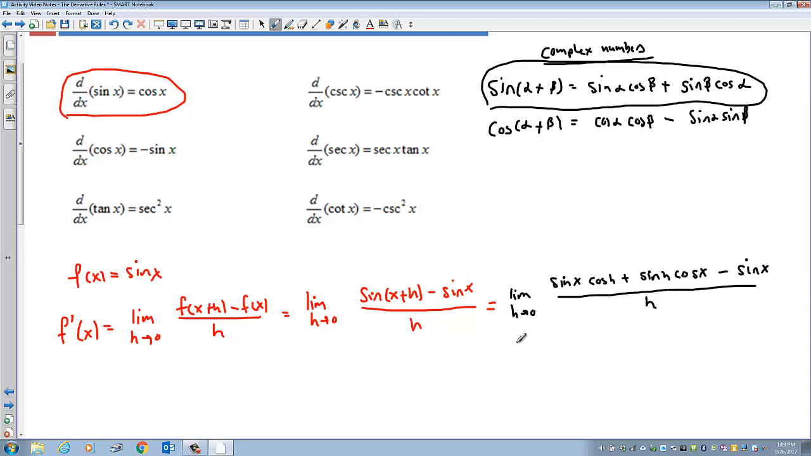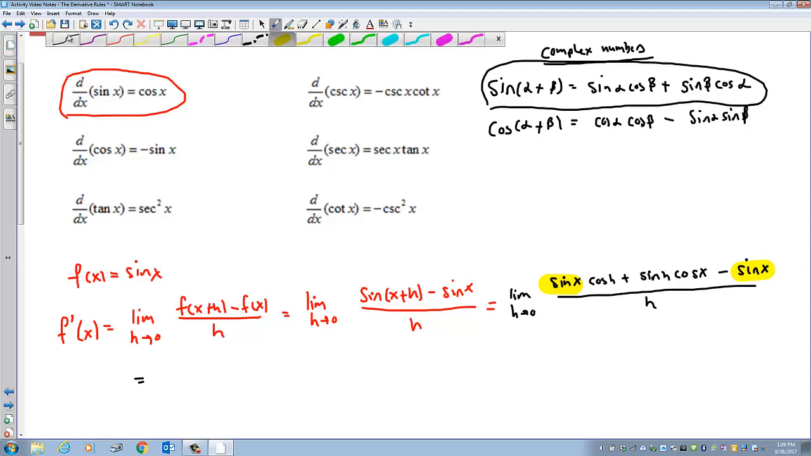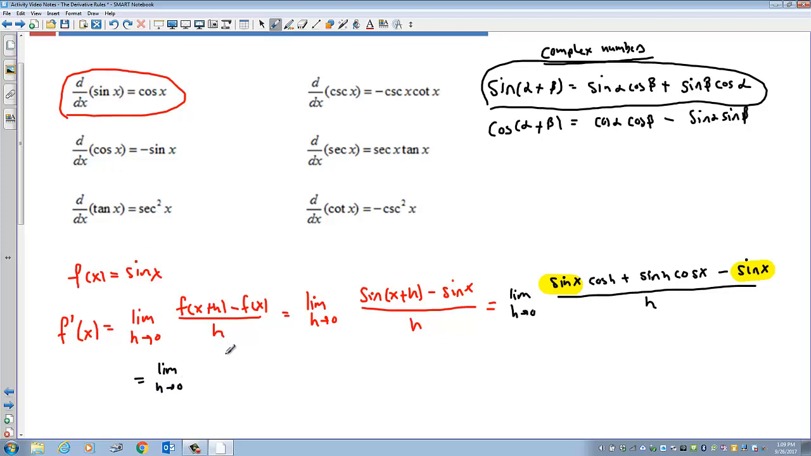And I'm going to move around some terms here because I want to collect like terms together. You'll notice we have a couple of like terms: the sine of x and sine of x. I can move those together because something nice is going to happen. You wouldn't know this until you see it, but once you see it enough times, you get the idea. You just manipulate it, massage it algebraically. So I have a sine of x cosine of h, and a minus sine of x here, and a plus sine of h cosine of x over here.